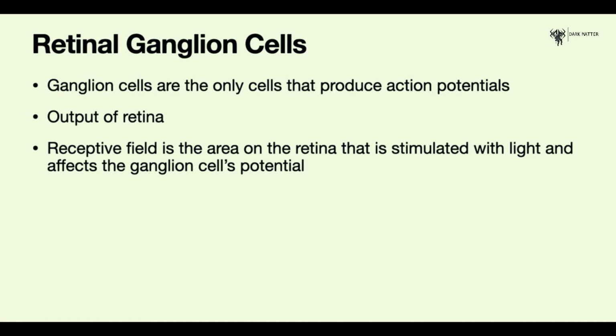The retinal ganglion cells are the only cells that will actually produce action potentials instead of graded potentials, or just small changes in membrane potential. They are the output of the retina, and their axons are the ones that leave the retina to go to the visual processing system of the brain. The receptive field of the cells represents the area on the retina that, when it is stimulated, will affect the ganglion cell's membrane potential.